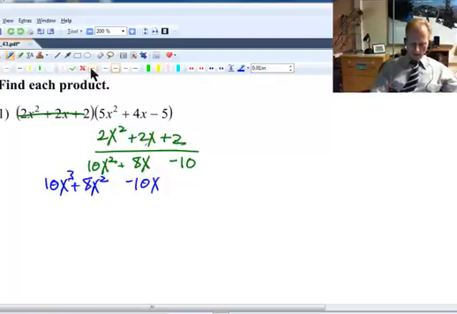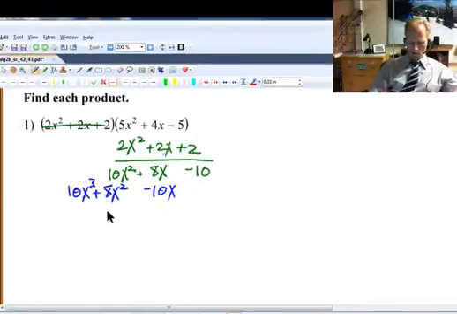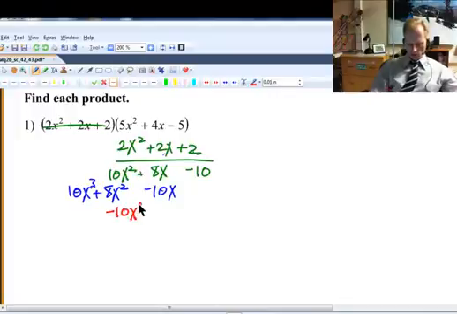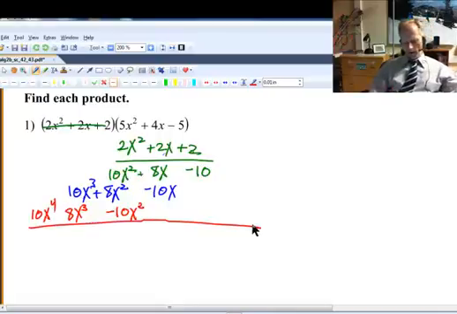And then lastly I'm going to multiply each term by the 2x squared on the left. So 2x squared times negative 5 is negative 10x squared. 2x squared times 4x is 8x cubed. 2x squared times 5x squared is 10x to the 4th. And now I'm ready to add downward.